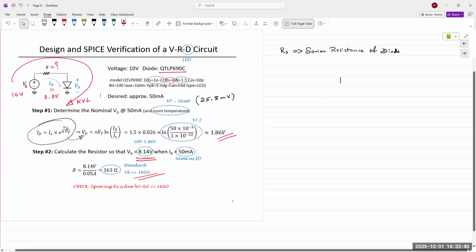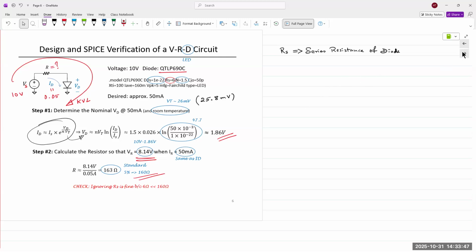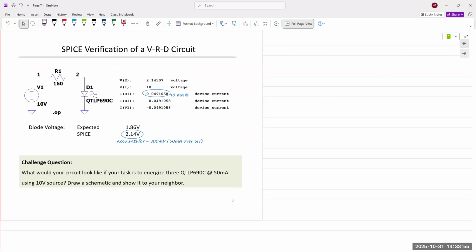All right, so we obtain the R. Now let's look at a circuit where R is given and we are asked to determine the diode voltage and diode current. Okay. Actually, sorry, before we do that, let's look at the SPICE simulation result.